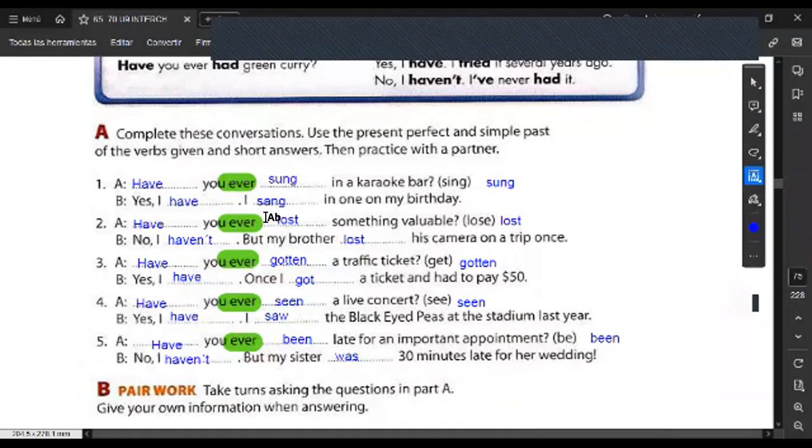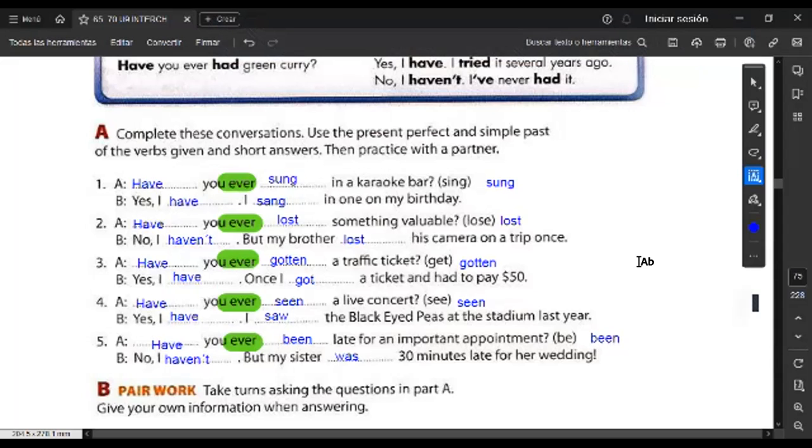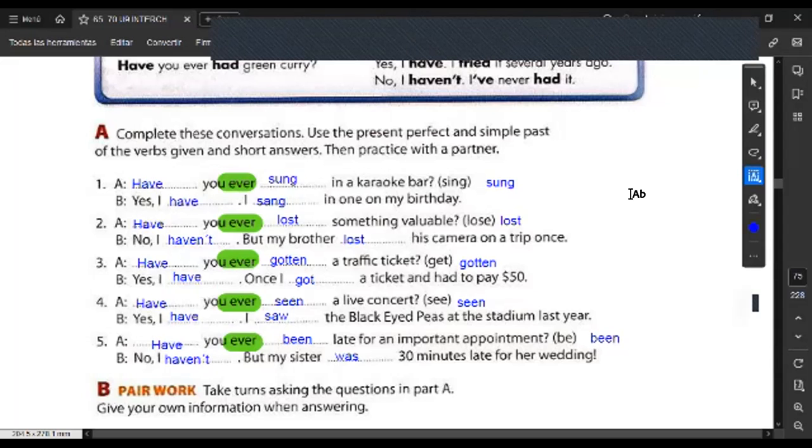Entonces, in the short answer, you have to answer with the auxiliary have, haven't. And in the other answer, you have to use the simple past because it's a specific event, right? A specific event in the past. Something specific, a defined time, a defined event.